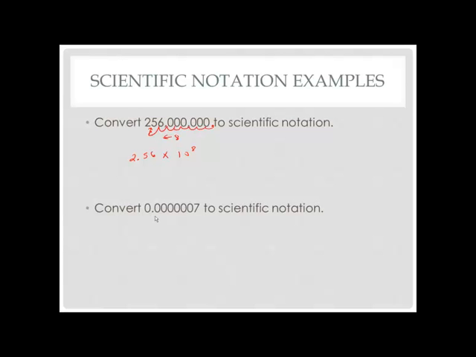Okay, so let's look at this number. This number is smaller than 1. It's 0.00000007.